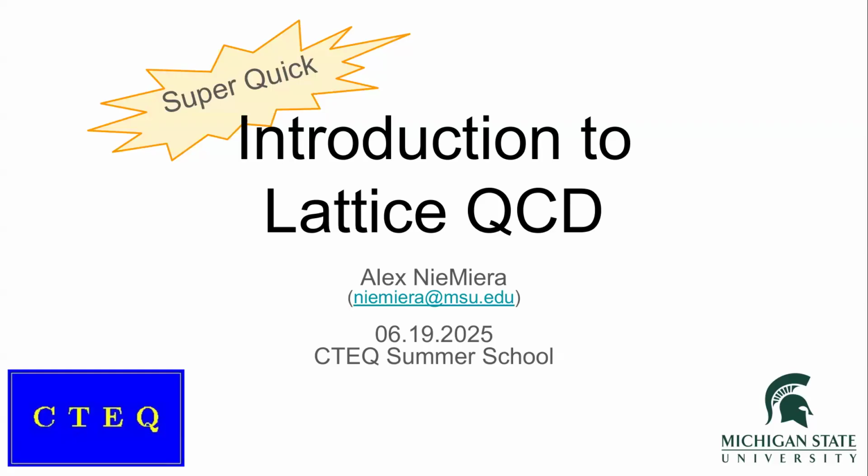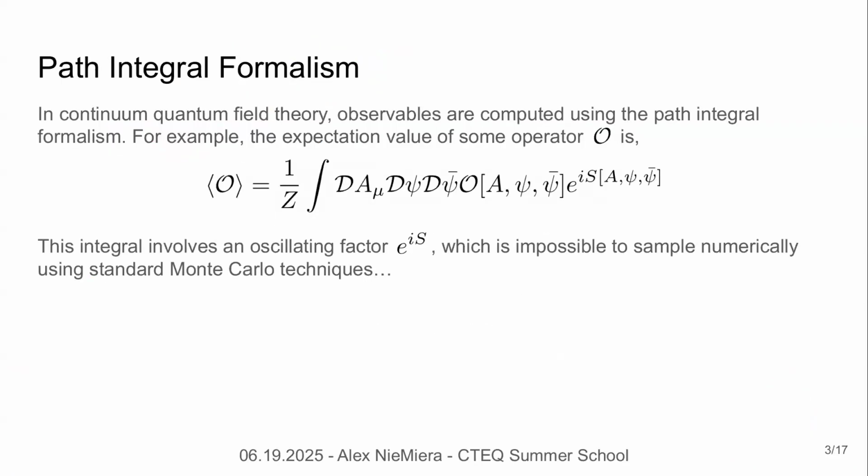So this is a super quick introduction to Lattice QCD. First off, we know we can compute observables in the continuum QFT using the path integral formalism, where this S is our Minkowski action, and the integral is over all possible configurations. But if we try to compute this numerically, we run into an issue called the sign problem, where this oscillating factor introduced by the exponential causes these configurations to cancel out.